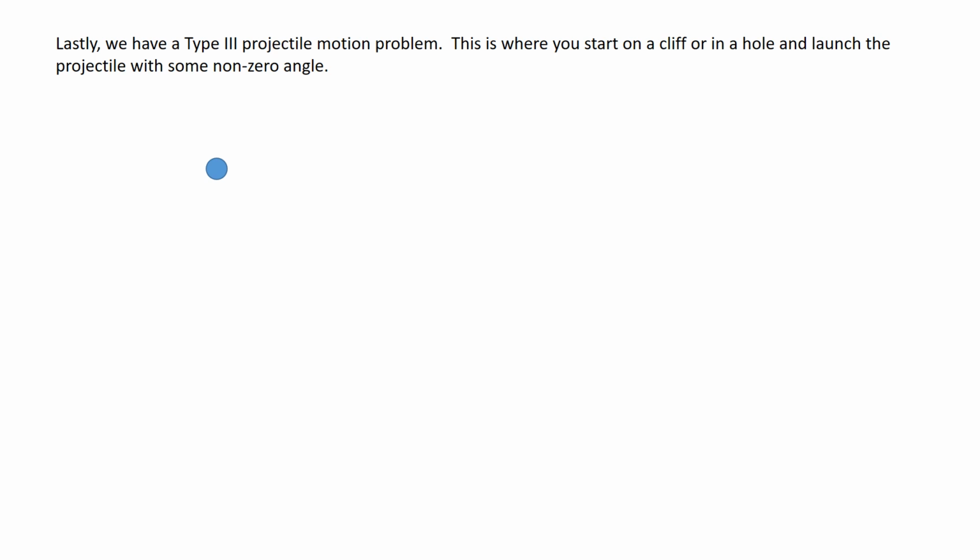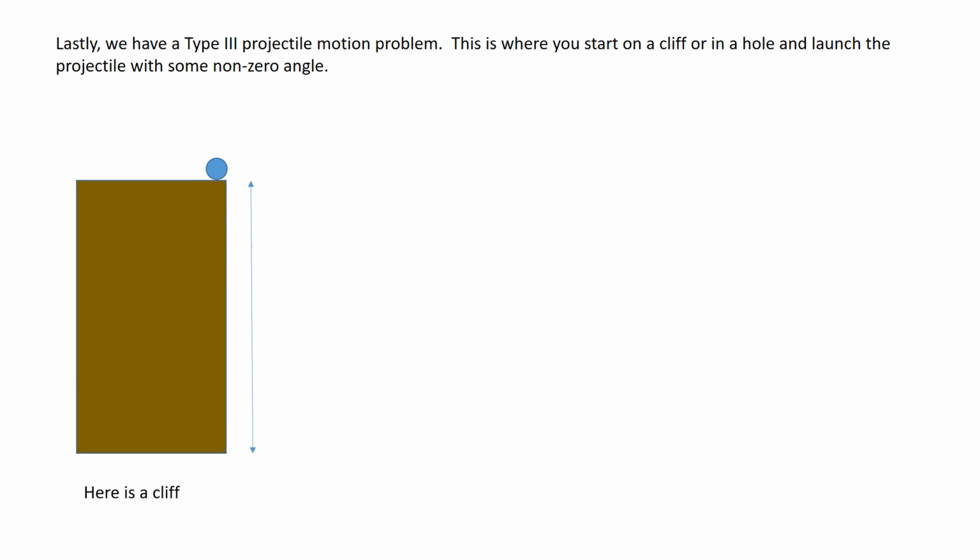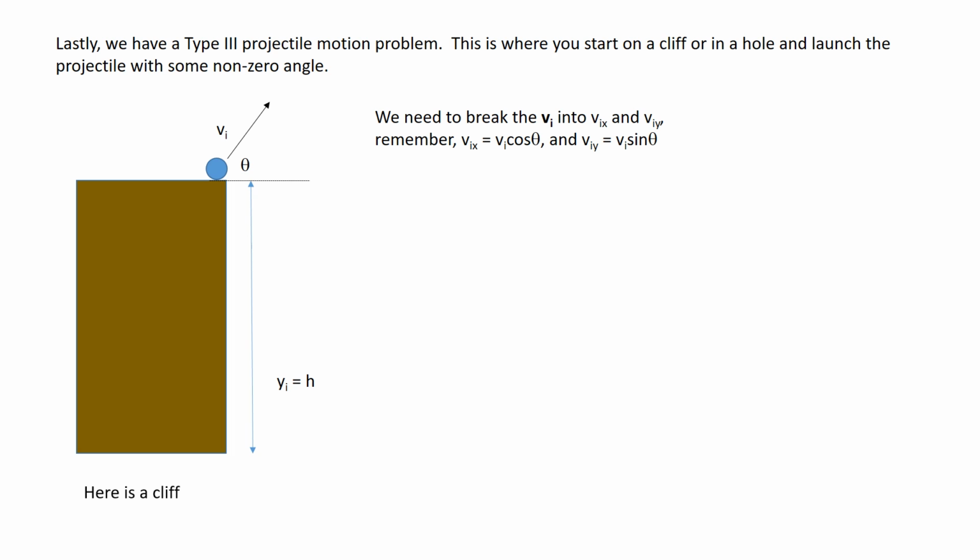Let's try a type 3 problem. I already got the ball in the picture. You're going to start on a cliff and you're going to be launching at some non-zero positive angle. So there's the angle, there's my initial velocity, there's the height of my cliff. Now I need to do the trigonometry. I need to break the vi into the v initial x and the v initial y.